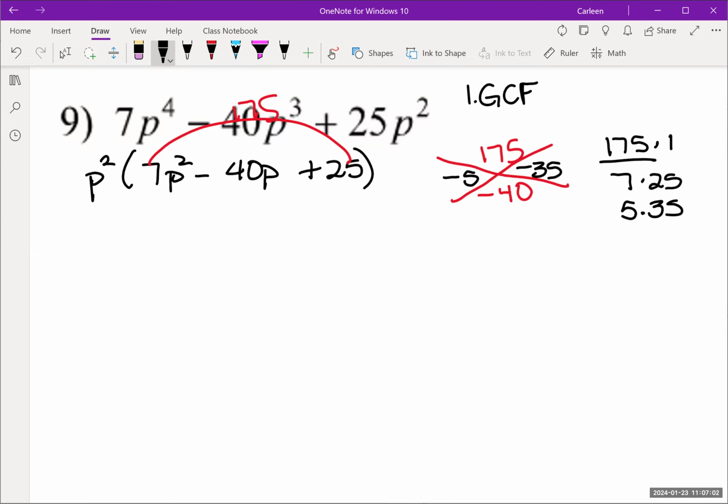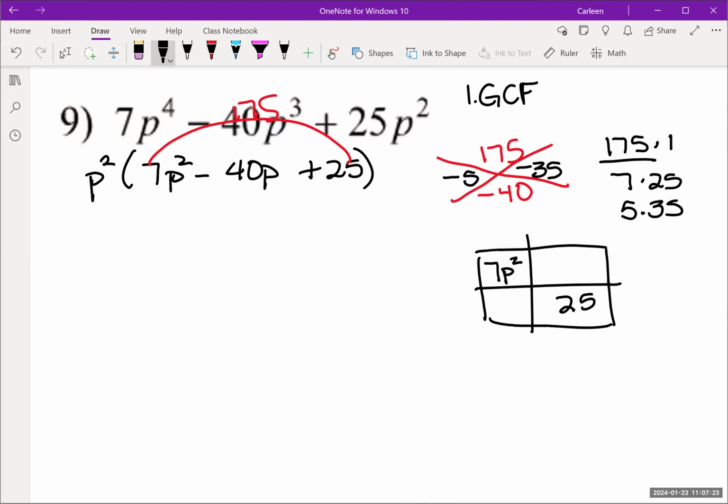Okay, because I did the rainbow, I must now do the square. I call it the box. Notice I'm ignoring the p squared because that's outside. 7p squared, 25. And the negative 40 splits into negative 35p and negative 5p.